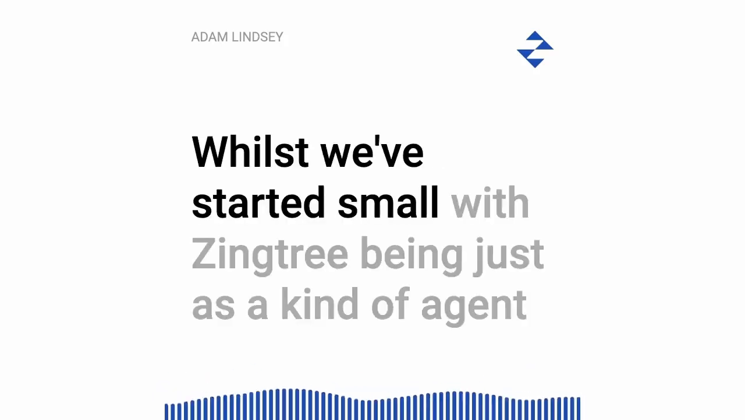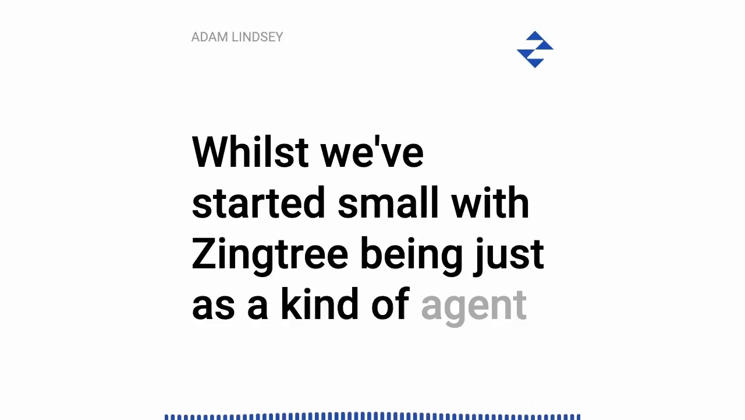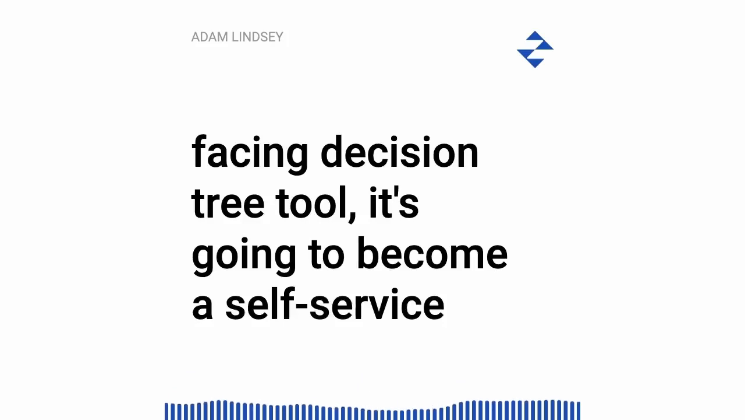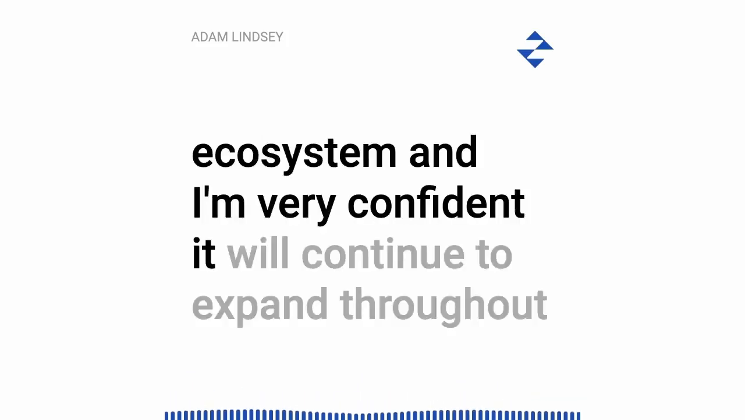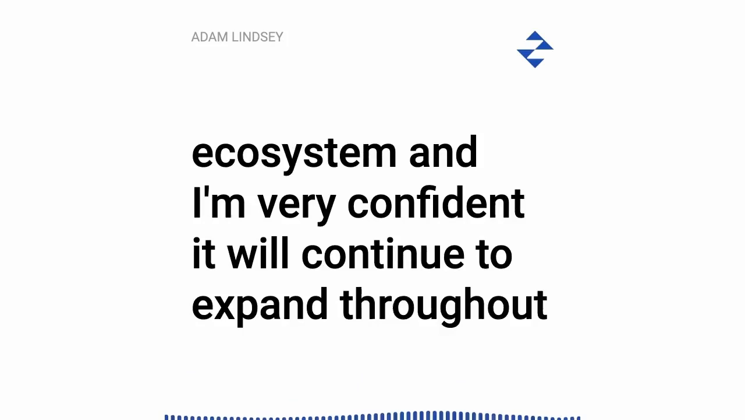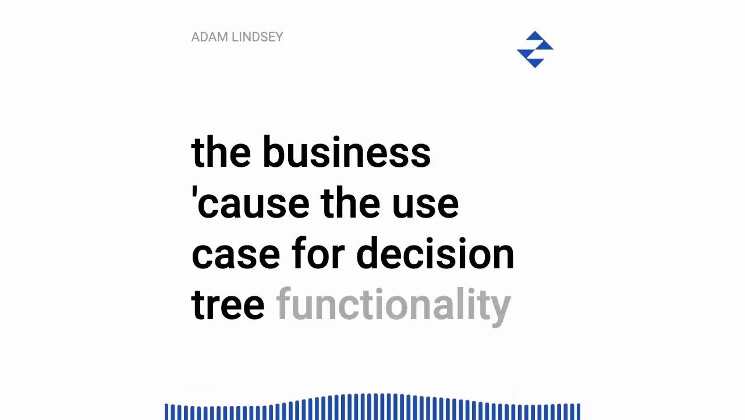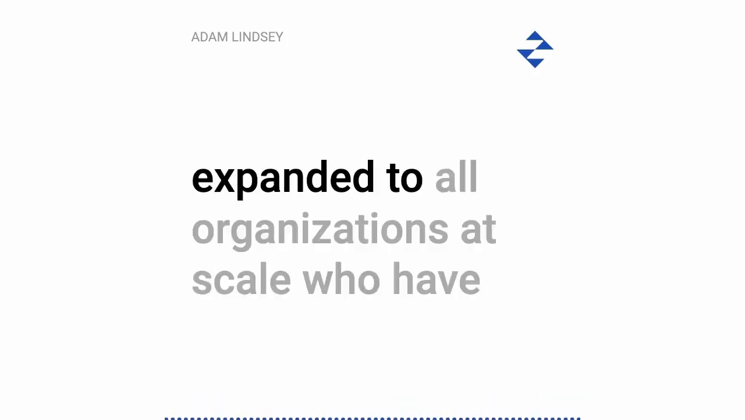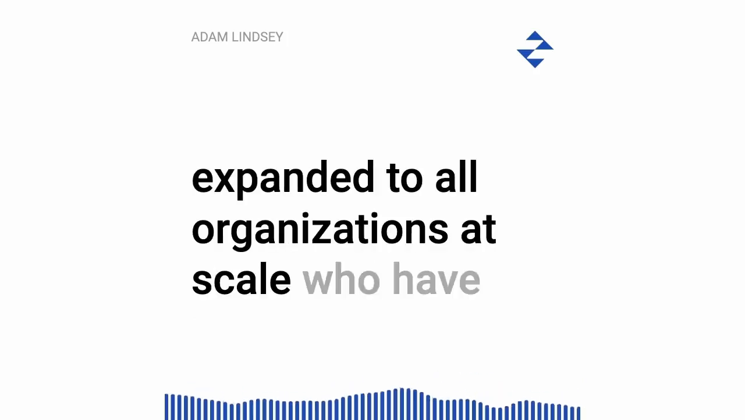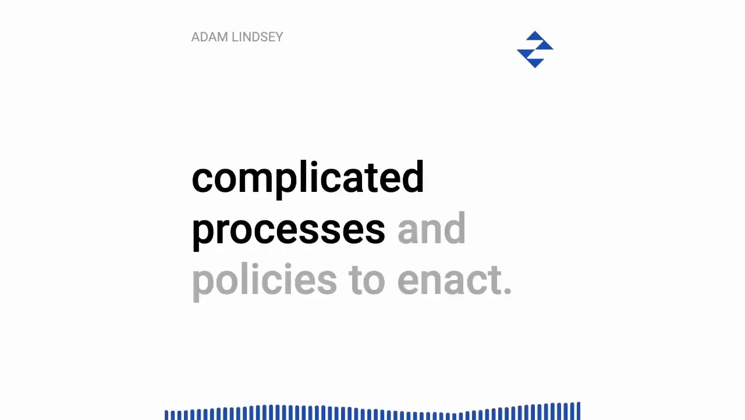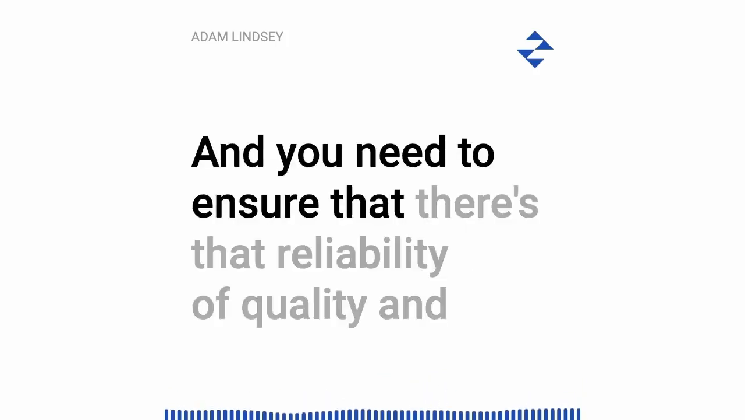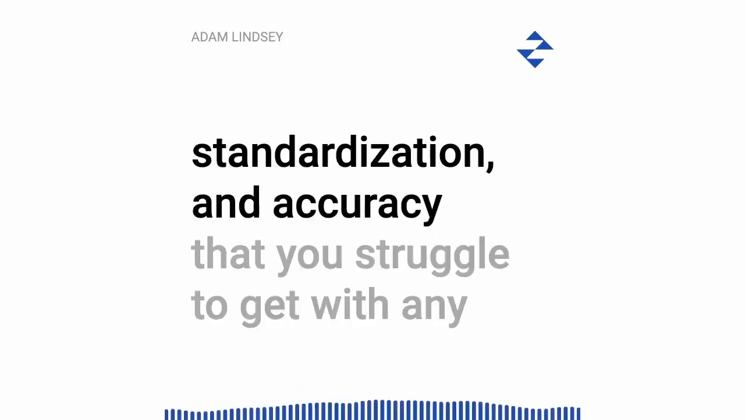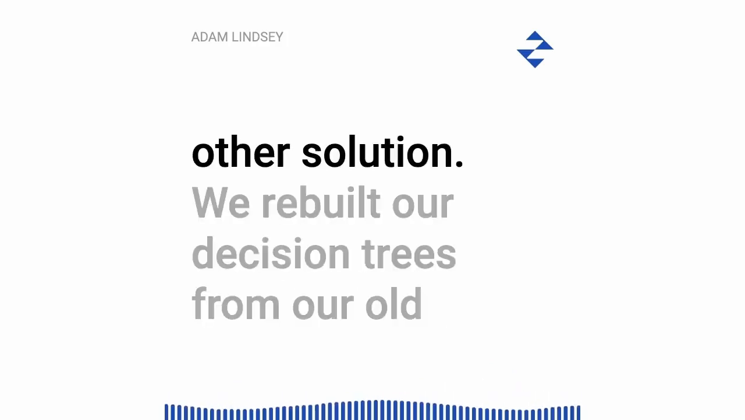Whilst we started small with Zingtree being just a kind of agent-facing decision tree tool, it's going to become a self-service ecosystem, and I'm very confident it will continue to expand throughout the business, because the use case for decision tree functionality shouldn't be limited to support. It should be expanded to all organizations at scale who have complicated processes and policies to enact, and you need to ensure that there's that reliability of quality and standardization and accuracy that you struggle to get with any other solution.